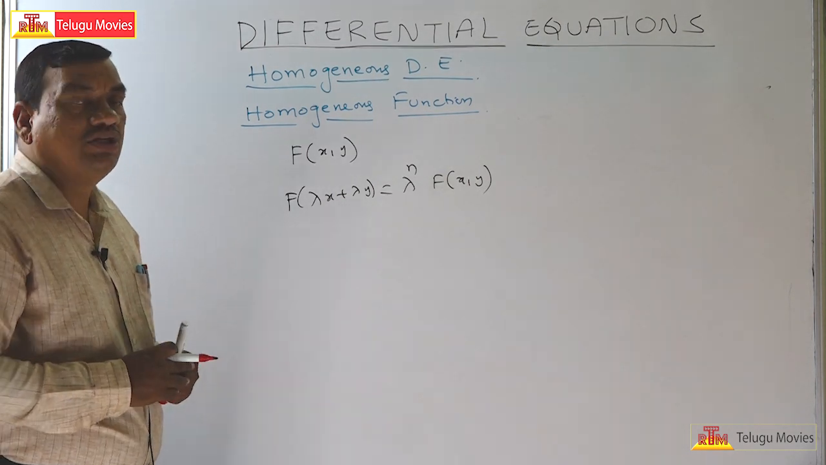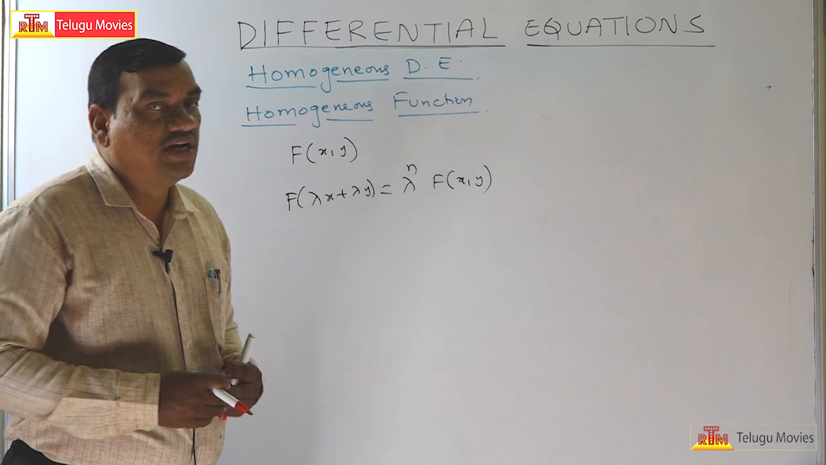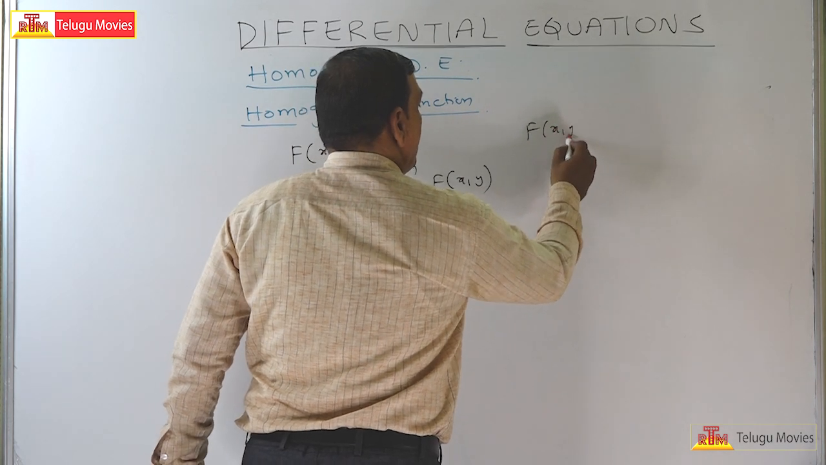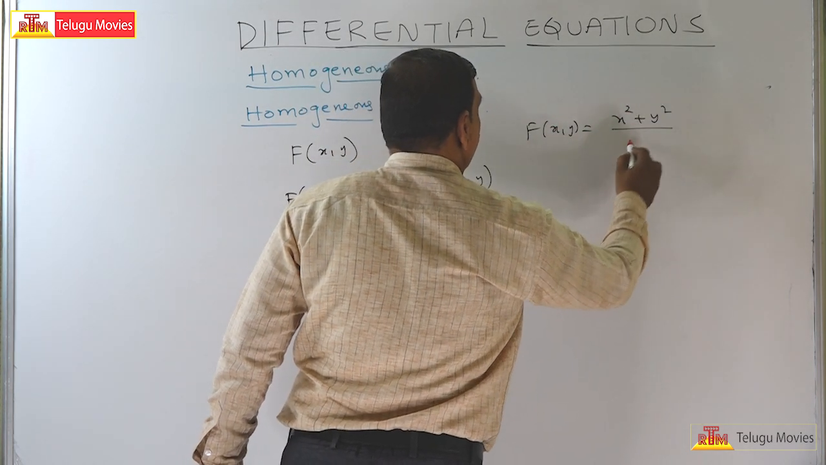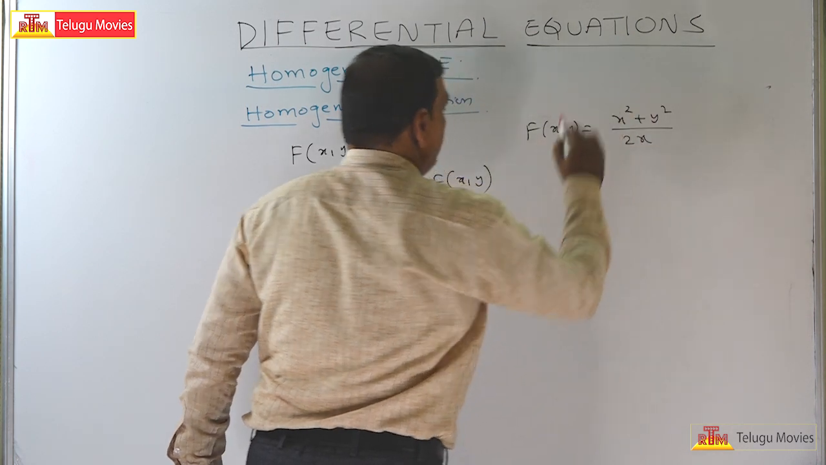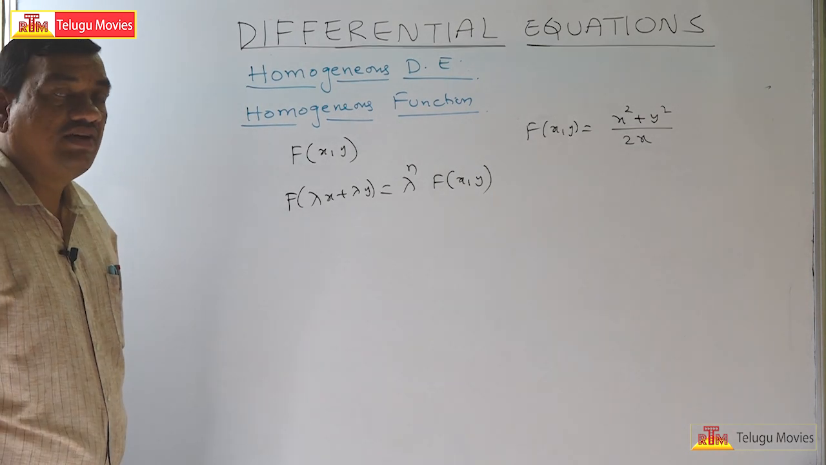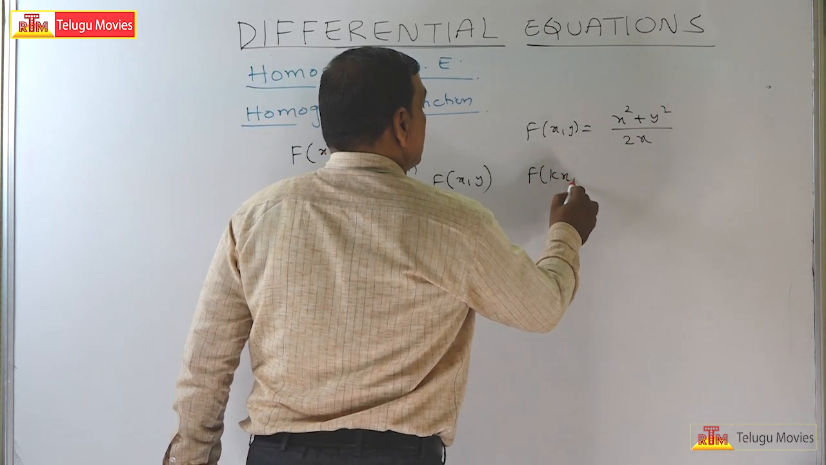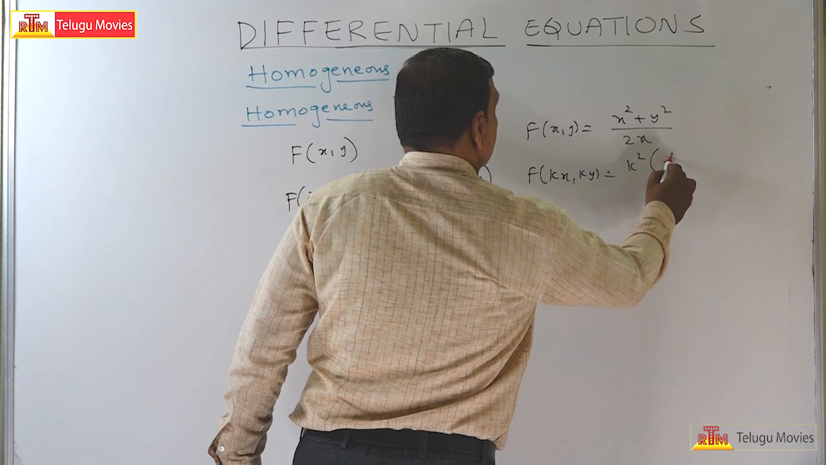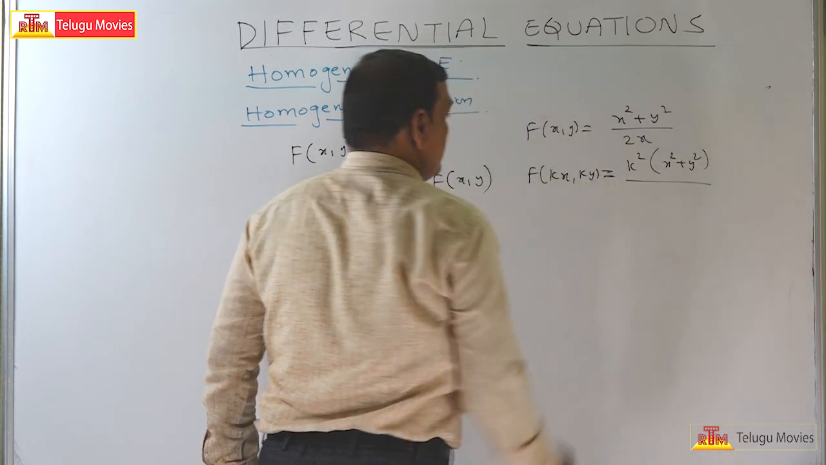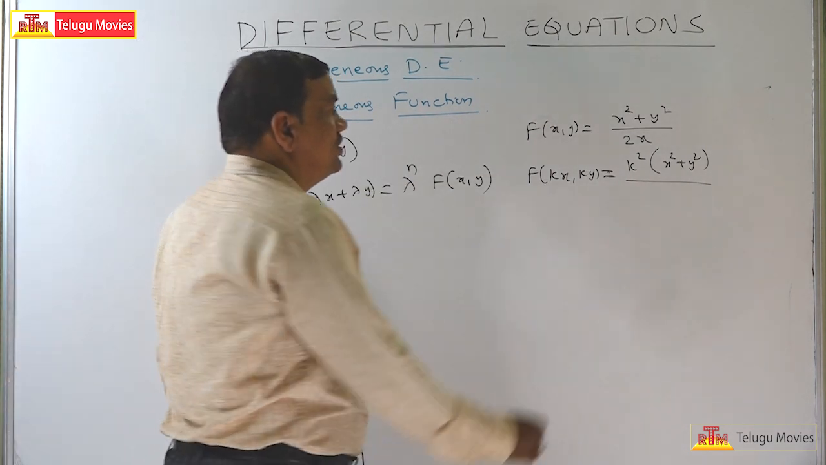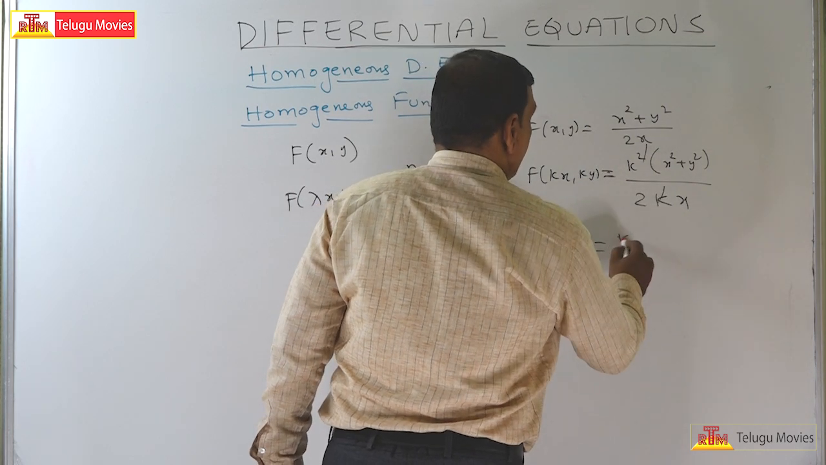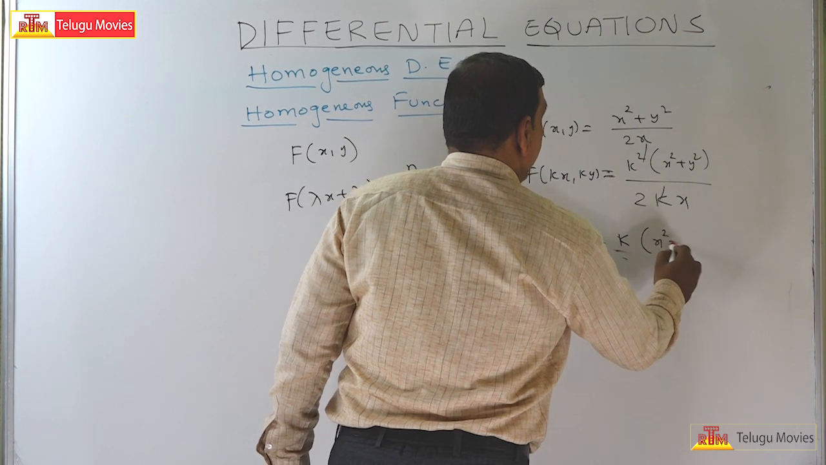Sometimes there is a chance of getting a negative degree also. For example, take f of x comma y equal to x square plus y square by 2x. Let us check whether it is a homogeneous function or not. Check f of kx comma ky, that is k square x square plus y square by 2 into kx. So one k gets cancelled, and that is equal to k by 2 into x square plus y square by x.